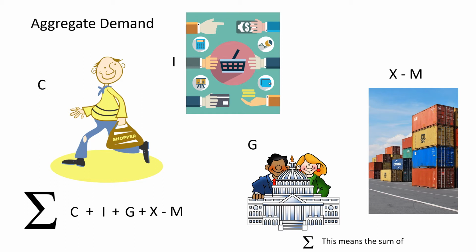C is for consumers. Business purchases are shown as I. Government purchases are shown as G. Net exports is shown as X minus M, which is the value of exported goods minus the value of imported goods. Exports are purchases made by other countries from the U.S. Imports are purchases made by the U.S. from foreign countries. It is noted that C plus I plus G plus X minus M are the components that make up GDP, gross domestic product.